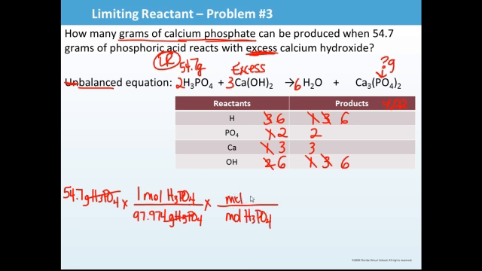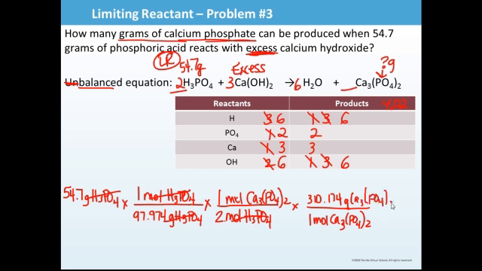I'm going to convert to my product, so calcium phosphate. I'm going to look at my balanced equation. I see that calcium phosphate has a 1, phosphoric acid has a 2, and now that I have moles, I'm going to convert to grams, and the molar mass of calcium phosphate is 310.174 grams per mole.